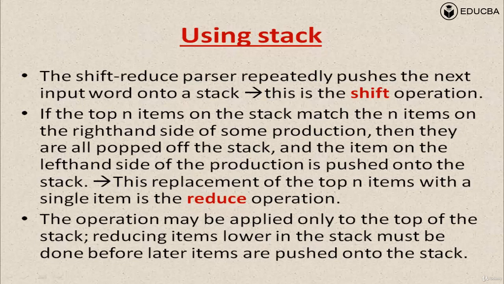Next is your reduce operation. In this operation, what we will do is, if the top n items, meaning n words, on the stack match the n items on the right hand side of any production, then they will be popped from the stack and the item on the left hand side of that production will be pushed in the stack. It means if there is any matching of the words present in your stack to the right hand side of any production, then we will replace them with the left hand side. That is, we are popping them and pushing the left hand side part of that production. So this is known as your reduce operation.